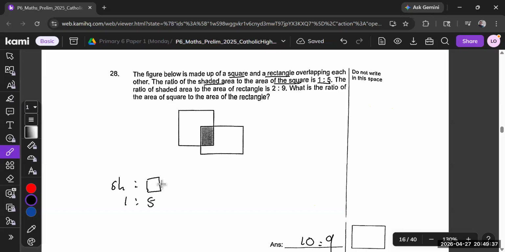There's no children. How many children? How many toys? So we don't have. So there's no total. Did you create the other ratio? Shaded to the rectangle is 2 is to 9. Did you create these two ratios?